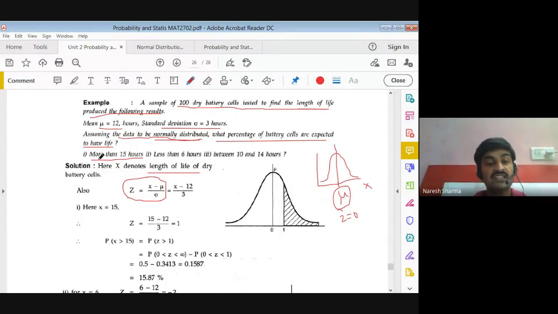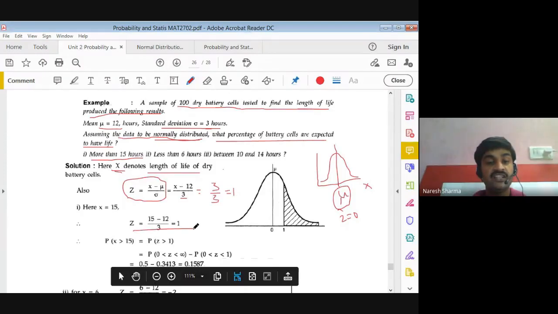So the first part says the life should be more than 15 hours. So x should be more than 15 hours, and we are interested in finding its probability. When x is 15, the formula converts x into z as x minus mu divided by sigma. Mu is 12 and sigma is 3, so 15 minus 12 is 3, divided by 3 is 1. So when x is 15, z is 1.